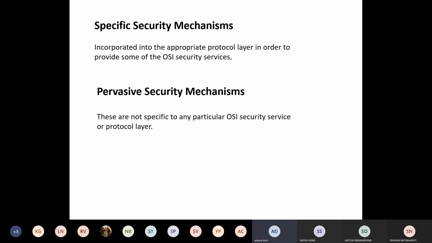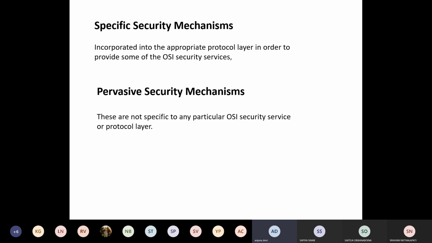In security mechanisms we have two types: one is specific security mechanism and the other is pervasive security mechanism. A specific security mechanism is incorporated into the appropriate protocol layer in order to provide some OSI security services. That is, it is applied to the protocol layer to provide some OSI related open systems interconnection security services. Only specific security mechanisms are provided for that.